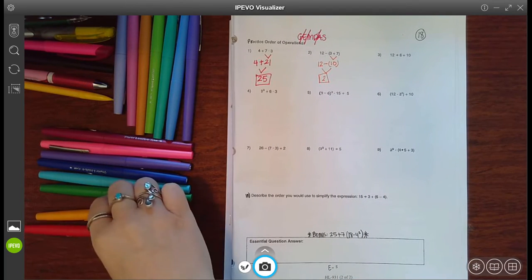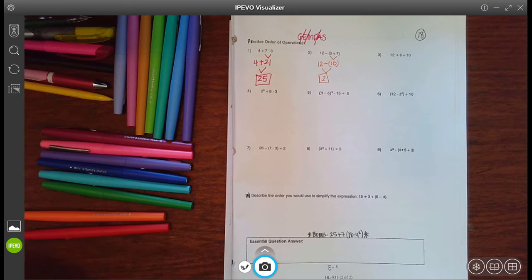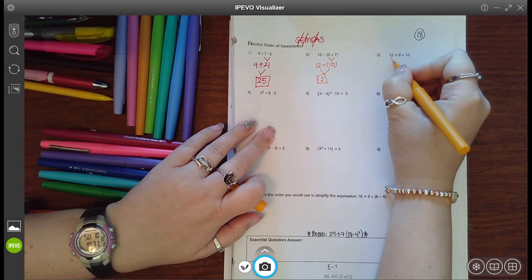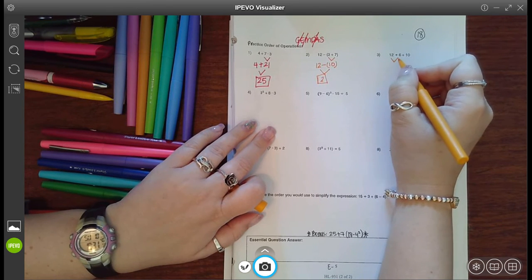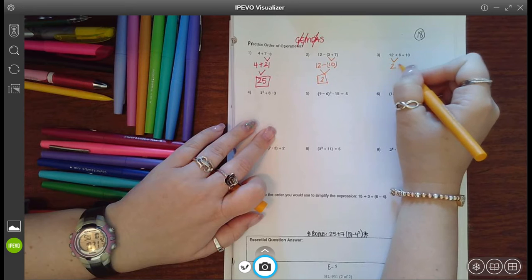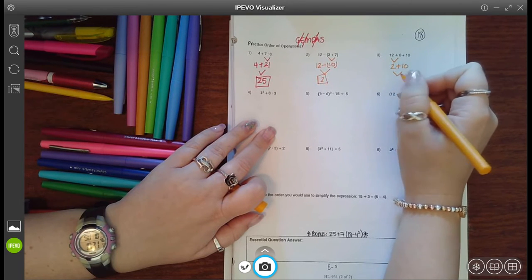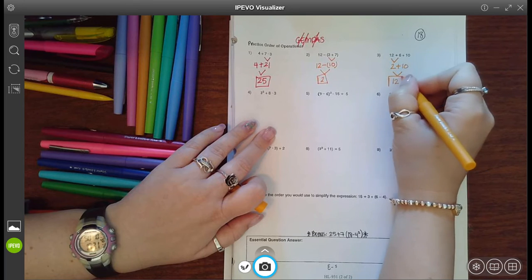Okay, for my next problem, you have 12 divided by 6 plus 10. So before you do any addition, you need to take care of multiplication or division. 12 divided by 6 is 2. Bring down that plus 10, and then combine those two. 2 plus 10 is 12.